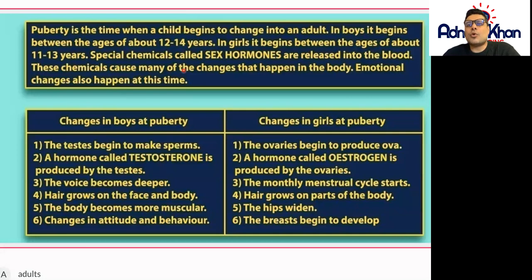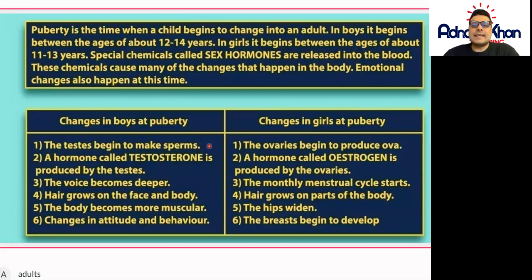Special chemicals called sex hormones are released into the blood. These chemicals cause many of the changes that happen in the body. Emotional changes also happen at this time. So let's have a look at the differences between boys and girls during puberty.